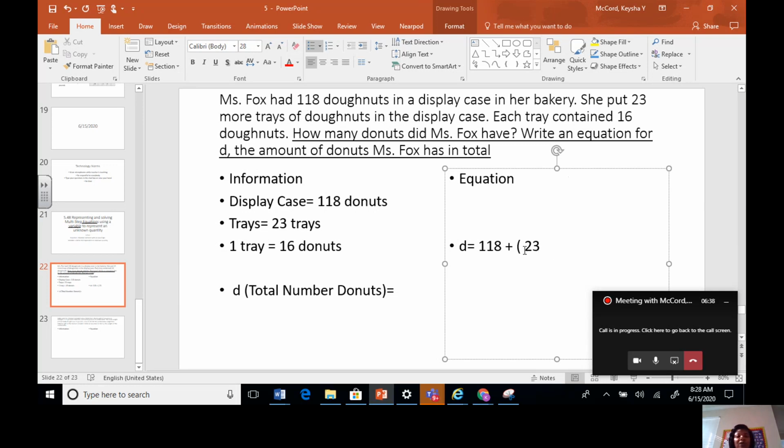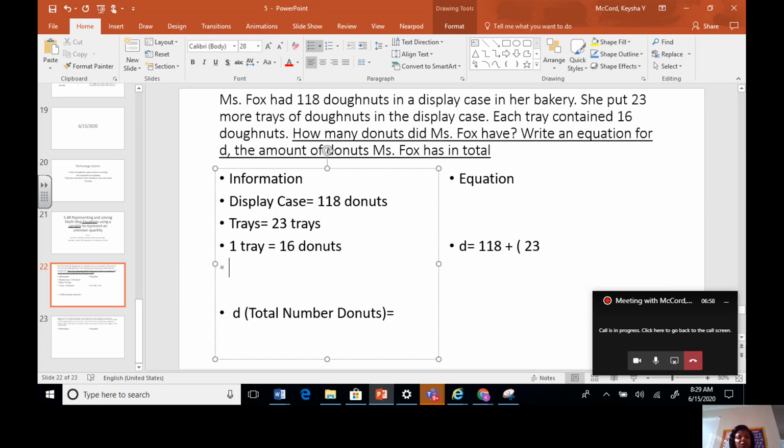So once I figure out the relationship between the trays and donuts, I'm going to do whatever math I need to do and then add that number to what she started out with, 118 donuts. So she has 23 trays, and it already told me that each tray contains 16 donuts. So if one tray has 16 donuts, how many donuts are on 23 trays? Well, how will I do that? I'm going to have to multiply. So I'm going to multiply 23 times 16. And we just wrote an equation, 23 times 16, and then I'm going to add it to 118.